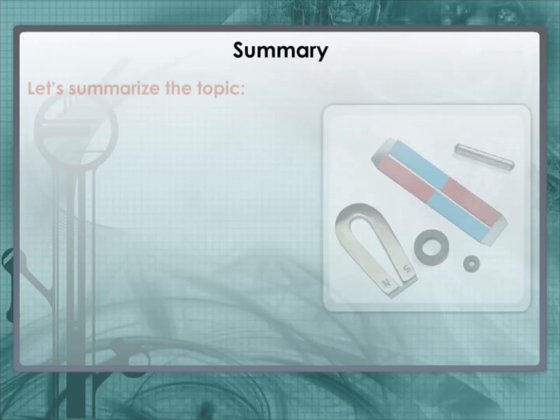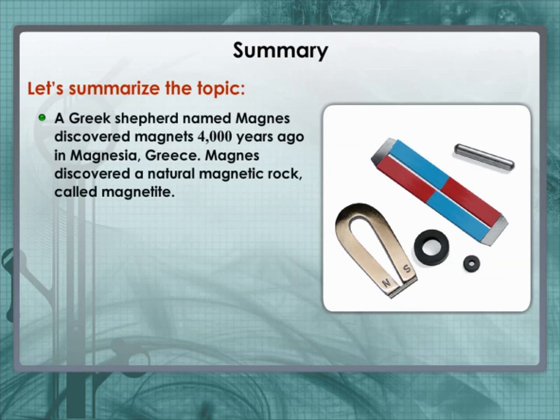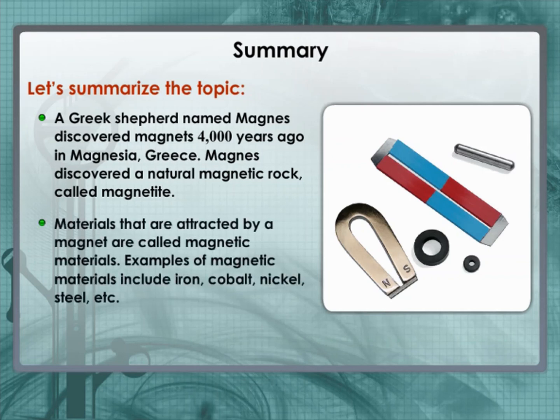Summary. Let's summarize the topic. A Greek shepherd named Magnus discovered magnets 4,000 years ago in Magnesia, Greece. Magnus discovered a natural magnetic rock called magnetite. Materials that are attracted by a magnet are called magnetic materials. Examples of magnetic materials include iron, cobalt, nickel, steel, etc.